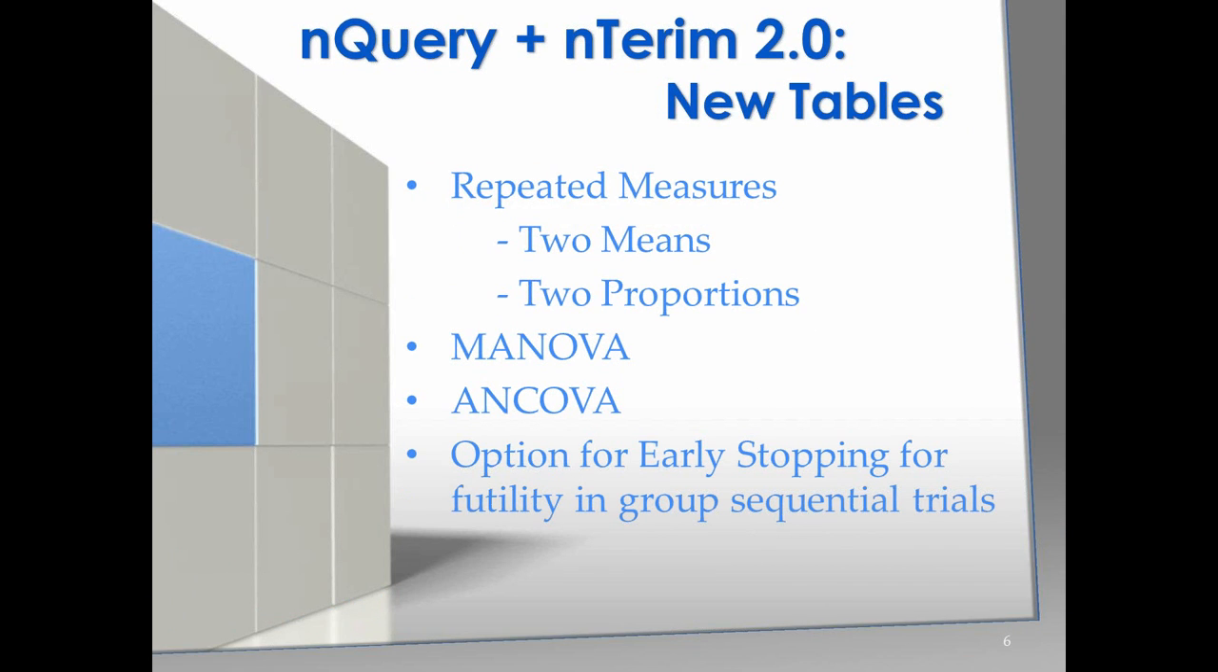So here is a list of some of the new tables that we've included in nQuery and nTerim 2.0. As you can see, we added some tables for repeated measures, MANOVA, and MANCOVA. We've also added an option for early stopping for futility in our group sequential trials offering. What I don't have detailed here, but what we've also done, is improve upon some of our existing tables.